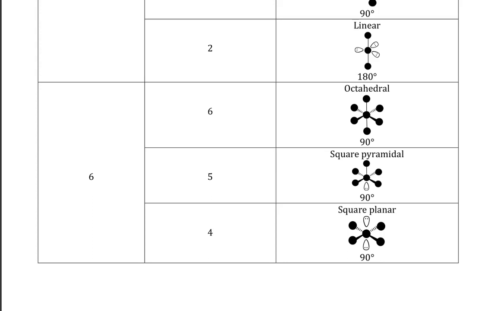If we have only 5 attached atoms, we take away one of those attached atoms, replace it with a lone pair. We have what's called square pyramidal. So it's a pyramid with a base of a square.